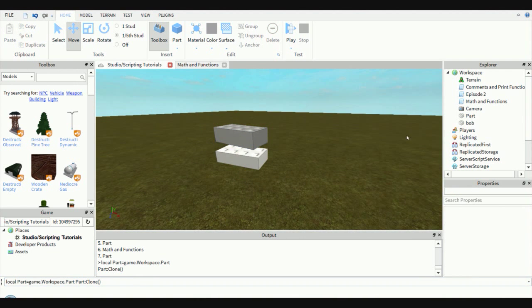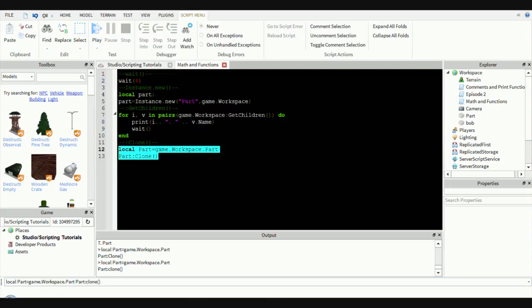Part clone. What's wrong? Did I forget this? Oh, I forgot that it isn't that simple. We have to define a variable for the clone of part so we can make a parent for it. Otherwise, it will just have a null parent and it won't exist at all. So let's name the variable local clone.